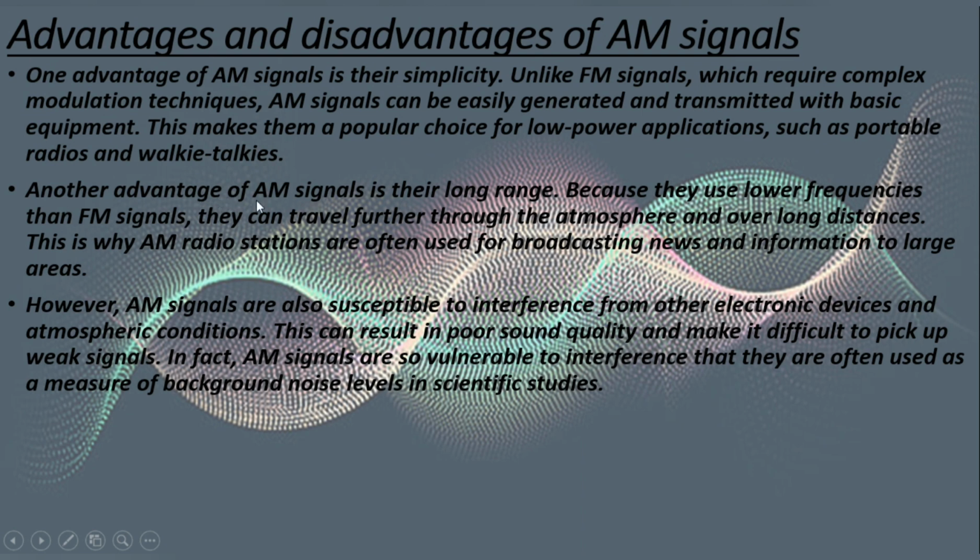Another advantage of AM signal is its long range because it uses a lower frequency than FM signal. It can travel further through the atmosphere and over long distances. This is why amplitude modulation radio stations are often used for broadcasting news and information to large areas.